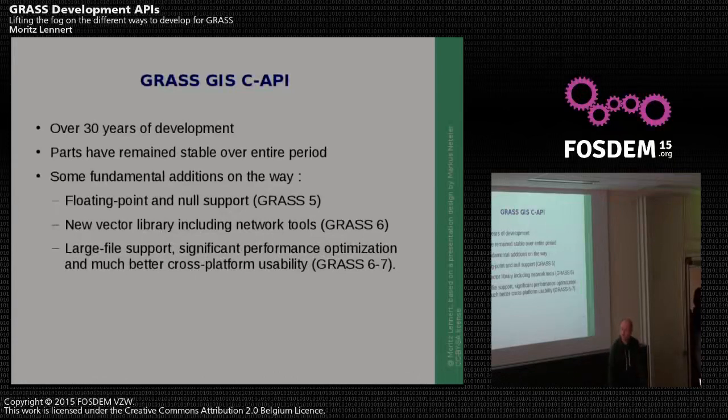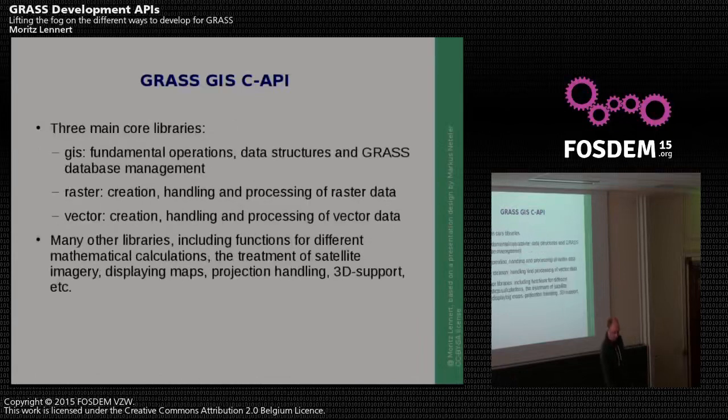So you had the introduction of floating point and null support in GRASS 5, the whole new vector library, including the network tools that Marcus showed, in GRASS 6, and the whole performance optimization, large file support, and much better cross-platform usability in GRASS 6 and 7. I think now by GRASS 7 we can really say that the Windows port of GRASS is stabilized as well, much more than it might have been in the past.